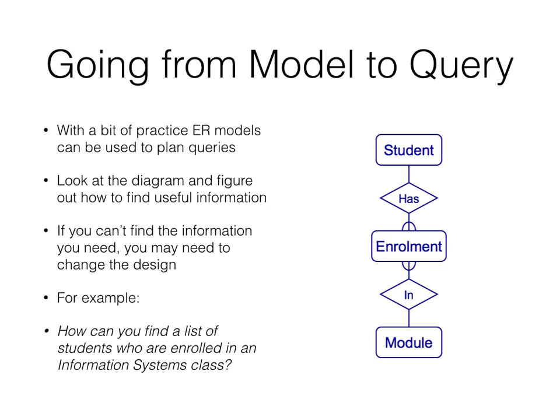So with a bit of practice, entity relationship models can be used to actually plan these queries. Because we have that representation, we can think about how we're going to get the data that's in there. So you look at the diagram and figure out how to get useful information. And if you can't find the information that you need, then you may need to look at how you have it designed.